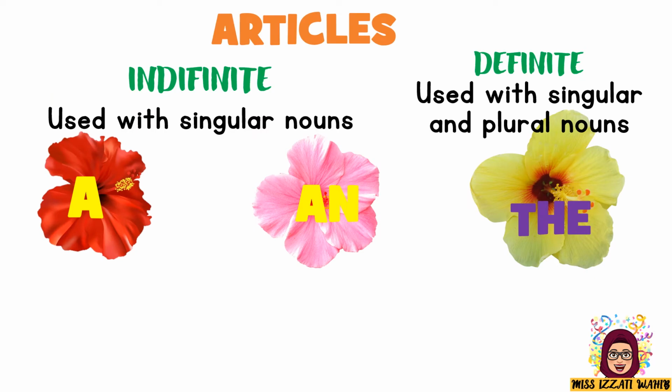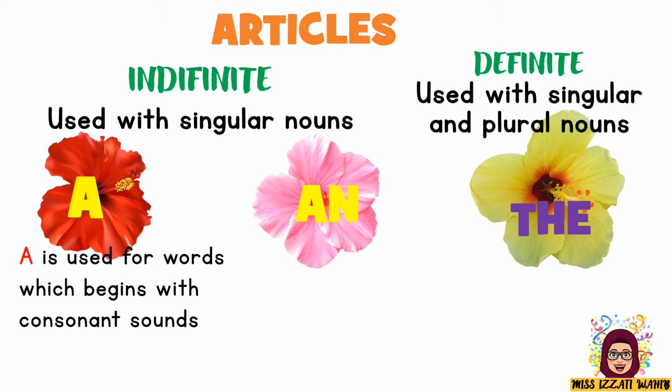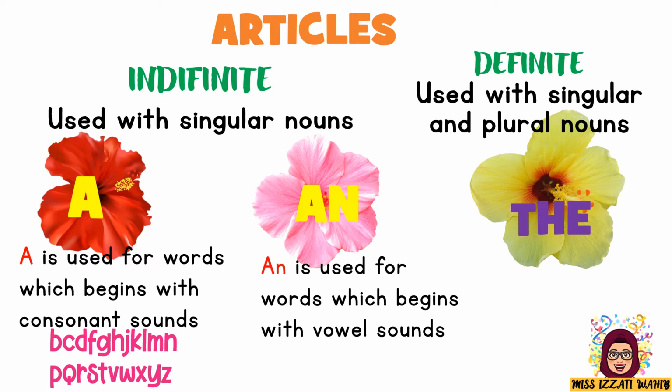Okay, as I mentioned earlier, we have a, an, and the. A and an are indefinite articles which can be used with singular nouns. A is used for words which begin with a consonant sound. Remember, consonant sound. We have all these alphabets that are consonant alphabets: B, C, D, and so on. What about an? An is used for words which begin with vowel sounds. Vowel sounds: A, E, I, O, U.